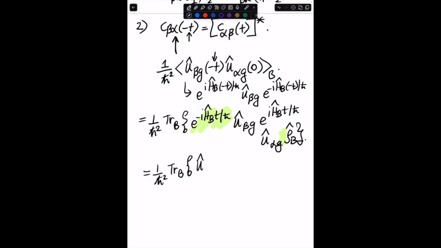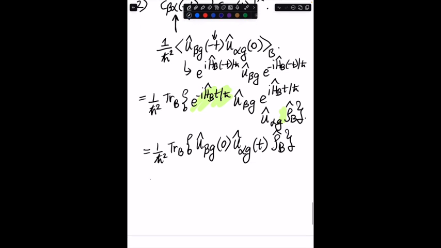You get u beta g times u alpha g at time t. So you should write u beta g 0, u alpha g at time t, and you have the Bath equilibrium density operator.